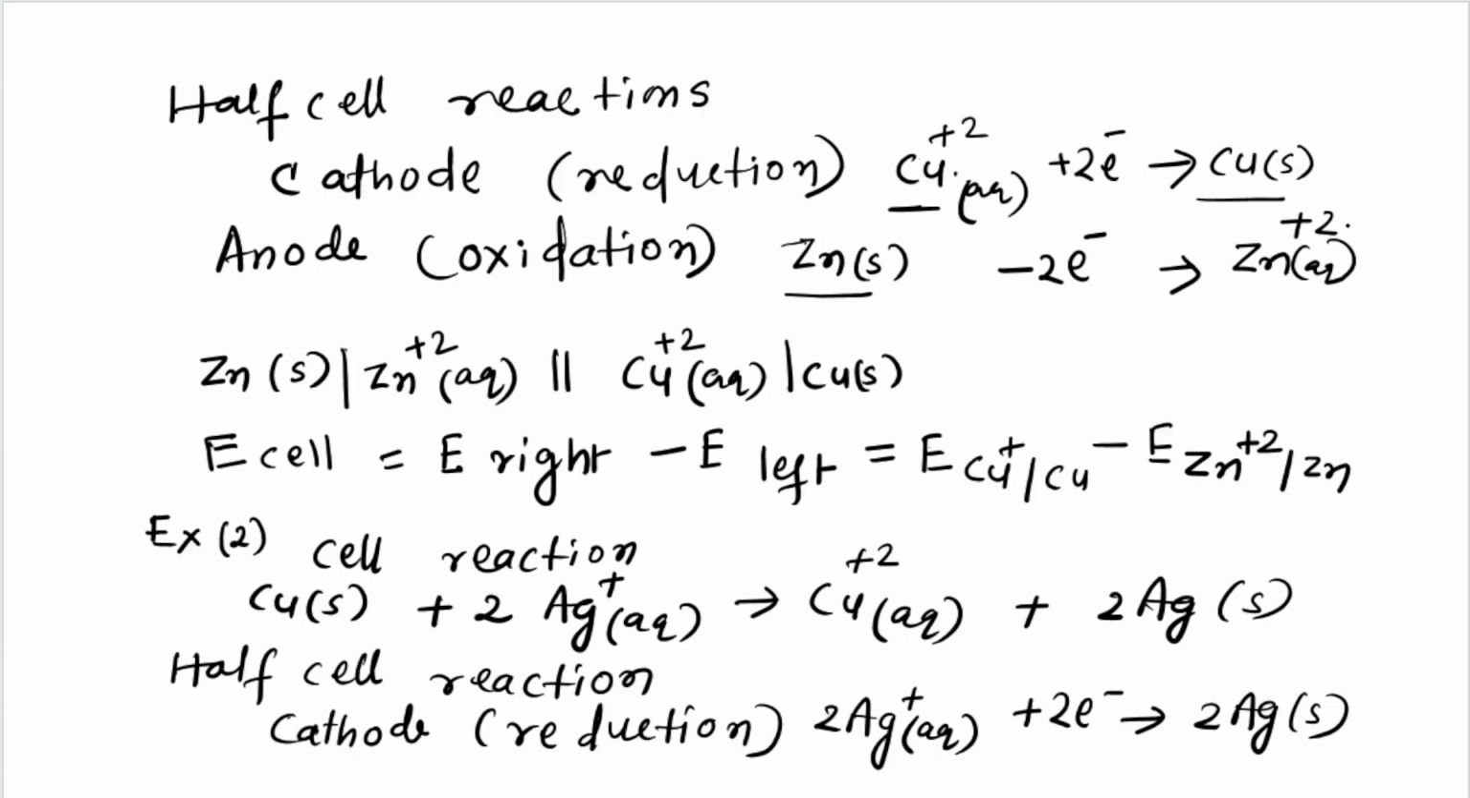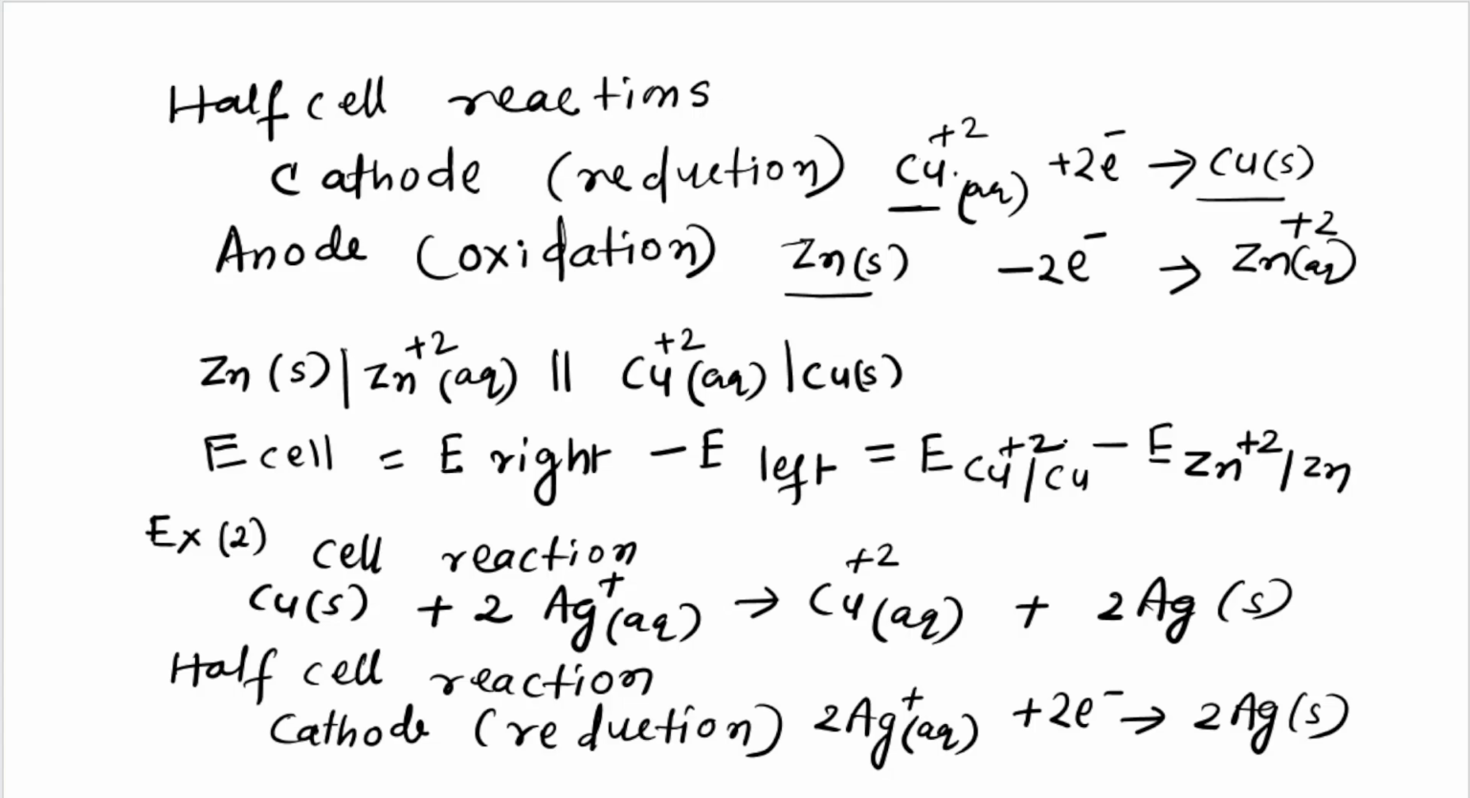So here E cell equals E right minus E left. E right means copper, Cu2+ | Cu, and minus Zn2+ | Zn. For another example of a cell reaction, suppose copper in copper sulfate solution and silver in silver salt solution. Cu(s) changes to Cu2+ aq, and Ag+ aq changes to Ag. So 2Ag+ aq gives 2Ag.